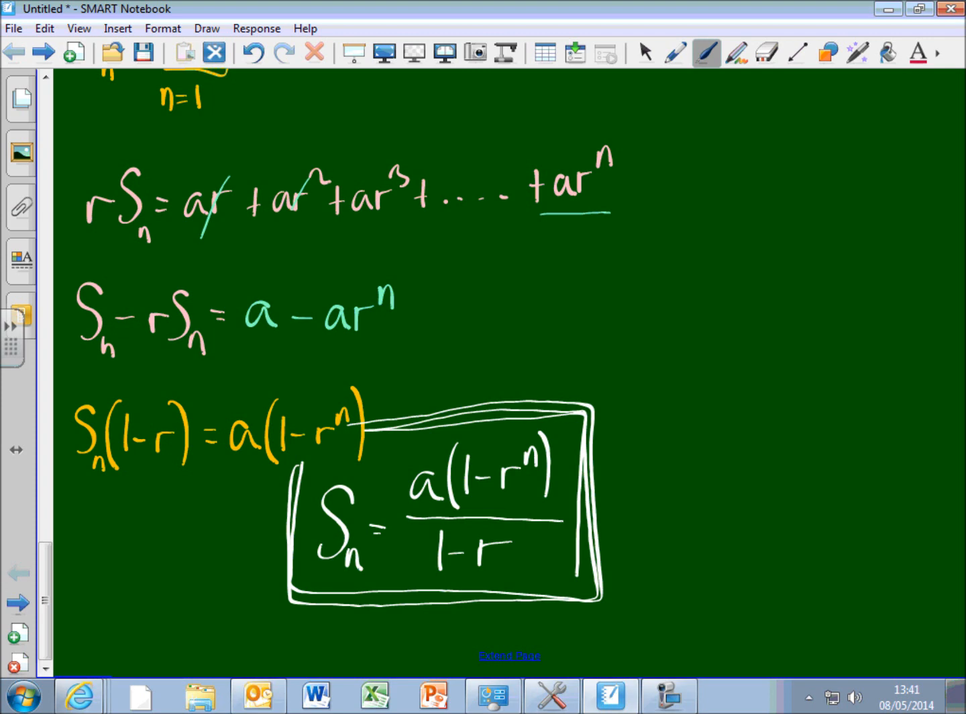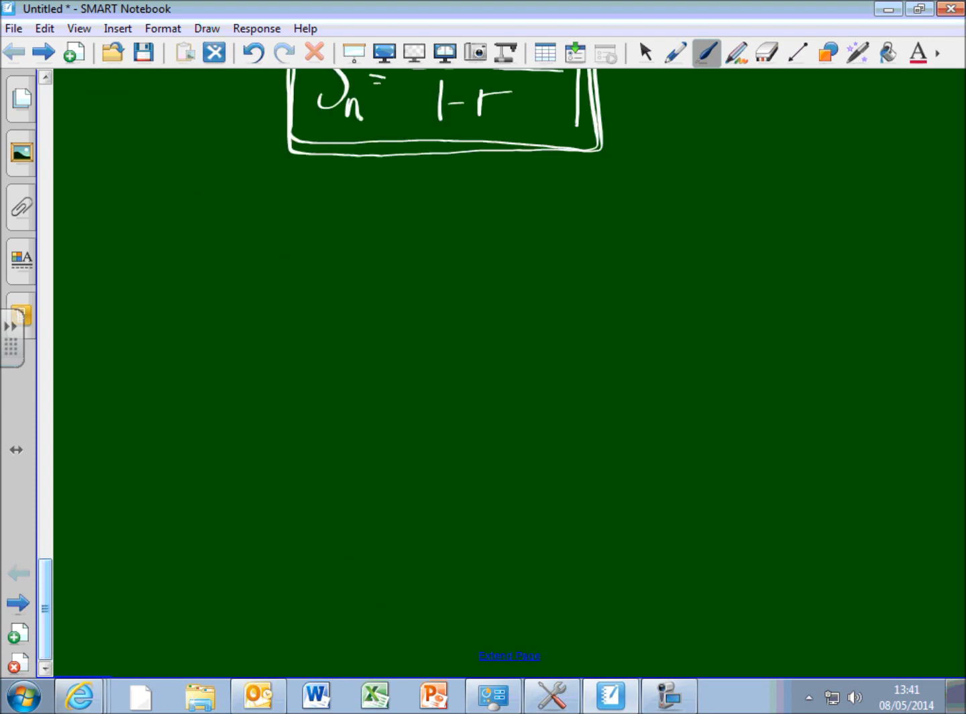Do you want to do an example? Okay. Should we do the example we had before? The 3, 6, the one that goes up like that? Okay. So in that example from before, the first term was 3. The common ratio was 2. See if you can tell me what the sum of the first 10 terms is.